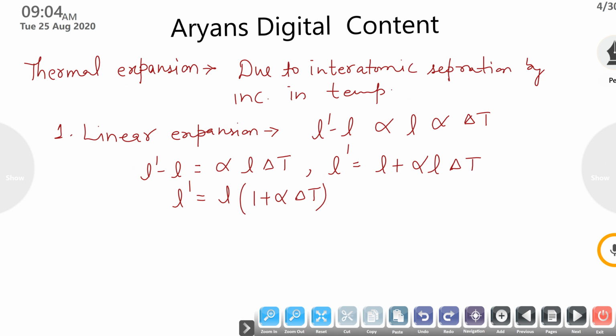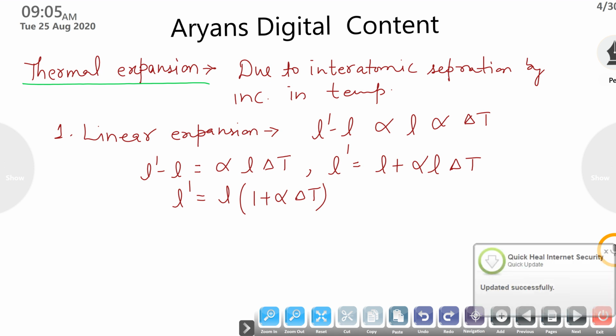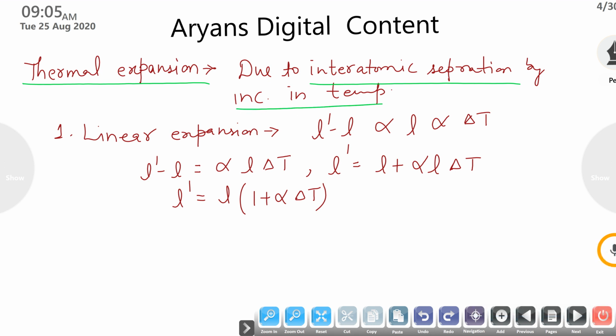Next is thermal expansion. If any body gets heat in the form of temperature, then it shows some expansion, which we have to study now. It is only due to the interatomic separation. When atoms get energy due to temperature, they start vibrating, and due to that vibration the space between them increases. That is known as increase in interatomic separation due to temperature, the main cause of thermal expansion.